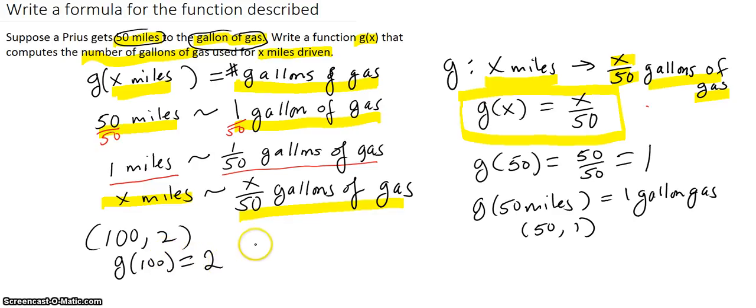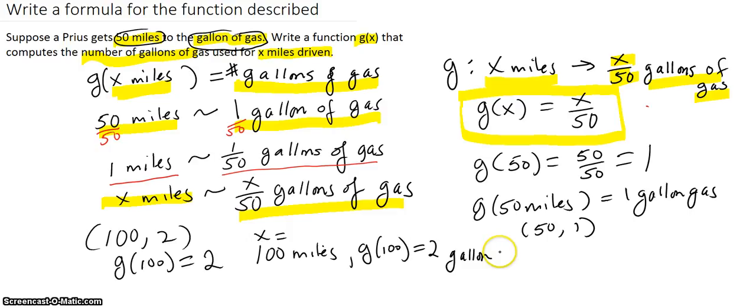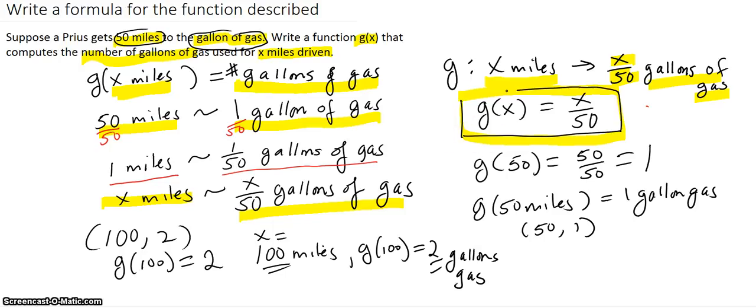So that means that 100 miles driven, if x was that, then the g of 100 should be 2 gallons of gas, which makes sense. If 1 gallon gives you 50 miles, 2 gallons should give you 100 miles. So this formula is working. So this is the answer to the problem.